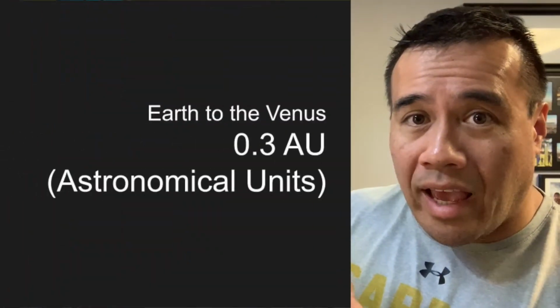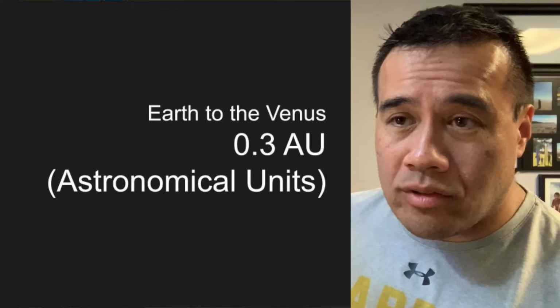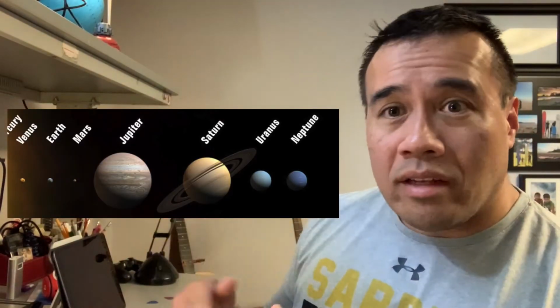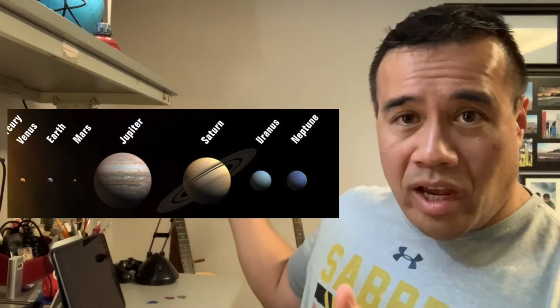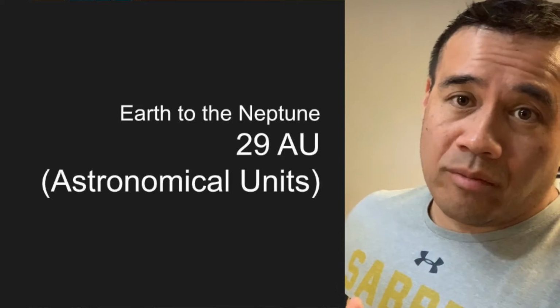So if we were to use the astronomical unit, or AU, as our new unit of measure, we would then say that the distance between Earth and Venus is about 0.3 AUs. The distance from Earth to the last planet of our solar system, Neptune, well, that distance can be described as about 29 AU, or 29 astronomical units.